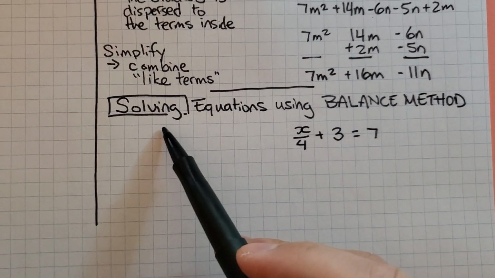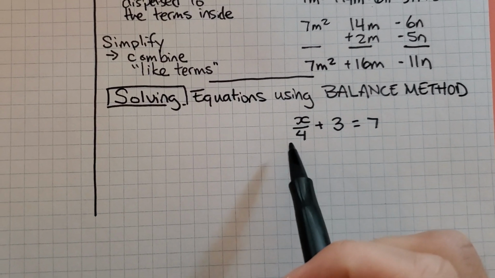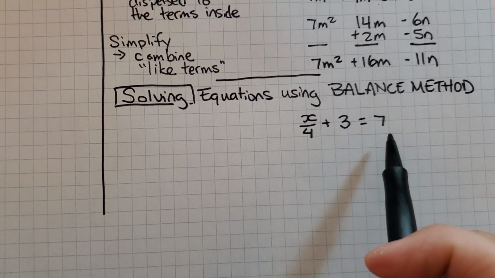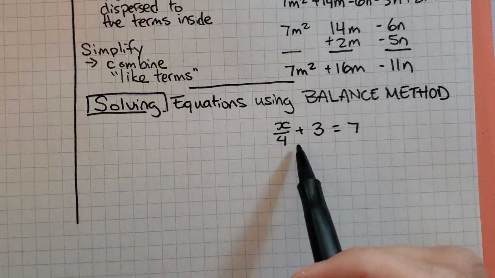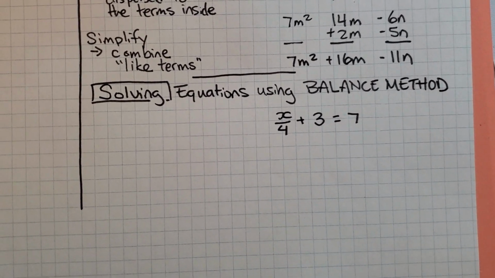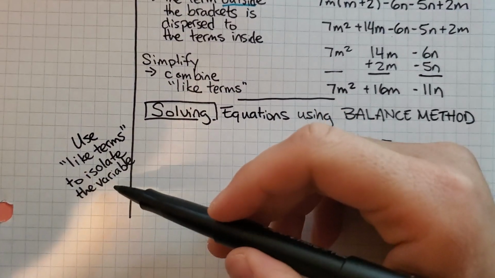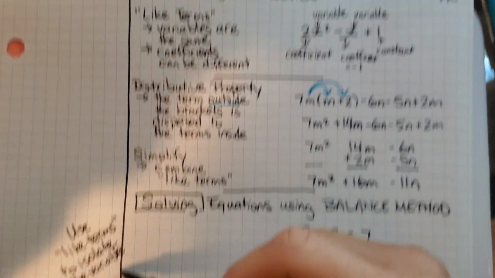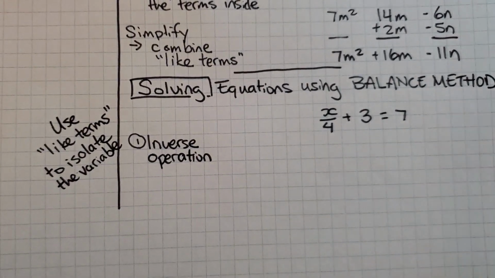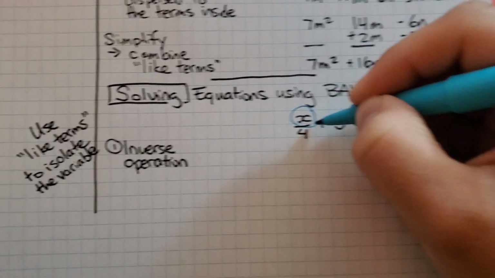Moving on to solving equations using the balanced method, where you have an algebraic equation like this, x over 4 plus 3 equals 7. So the way we solve is we're going to use like terms to isolate the variable, just like we were talking about at the beginning. So the variable's right here. We're going to try and get that one by itself.